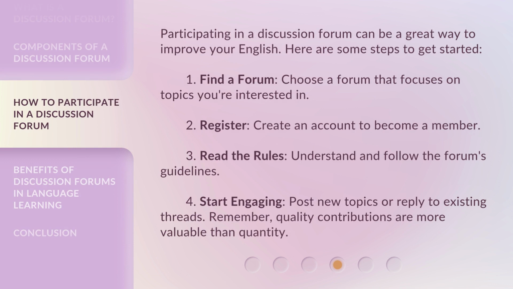Participating in a discussion forum can be a great way to improve your English. Here are some steps to get started. 1. Find a forum. Choose a forum that focuses on topics you're interested in. 2. Register. Create an account to become a member. 3. Read the rules. Understand and follow the forum's guidelines. 4. Start engaging. Post new topics or reply to existing threads. Remember, quality contributions are more valuable than quantity.